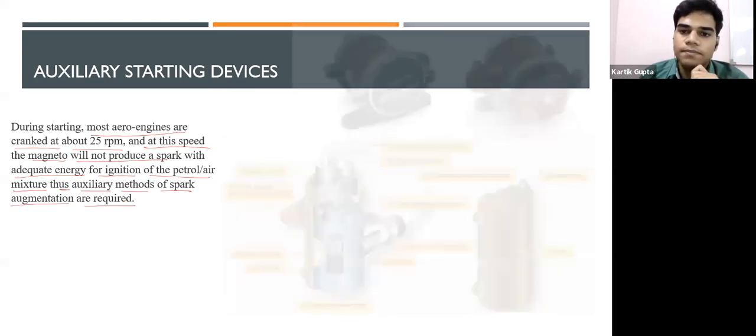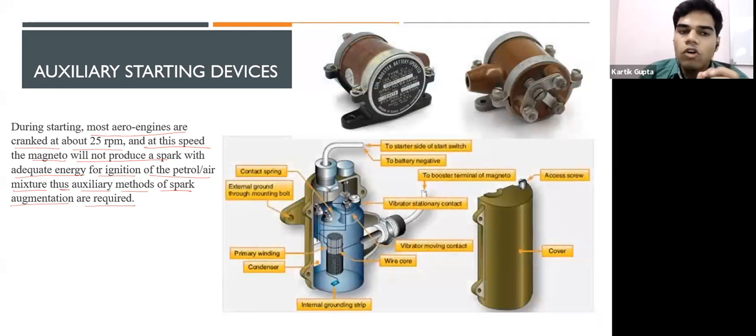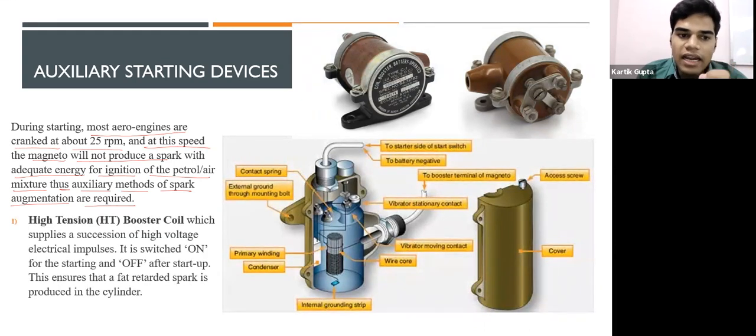Now comes the picture. These are augmented spark plugs. These are spark augmentation devices. What do they do? With the help of the battery, they contain a lot of energy and a lot of voltage in them, and that is sufficient to crank the engine. First is the high tension booster coil, which supplies a succession of high voltage electrical impulses. It is switched on for the starting and off after startup. This ensures that a fat retarded spark is produced in the engine cylinder. As it says, high tension booster coil.